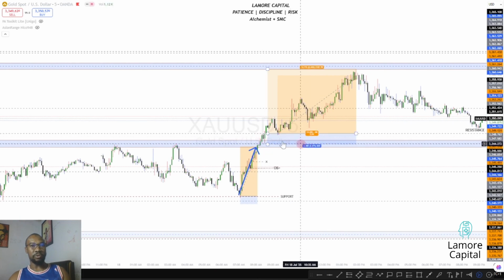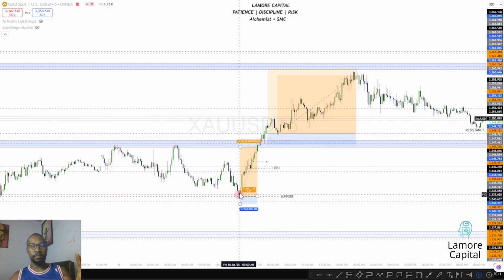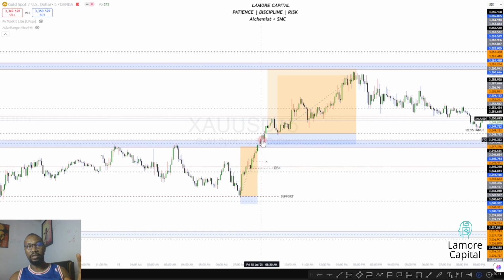And what did the market do? The market came and tapped into this order block. At what time? Take note of the time. 9:15 a.m. Can you see the expansion? It manipulated at around 7 a.m. After it manipulated at 7 a.m., it distributed up to around 8. Now this particular order block candle was created at 8:25 a.m.